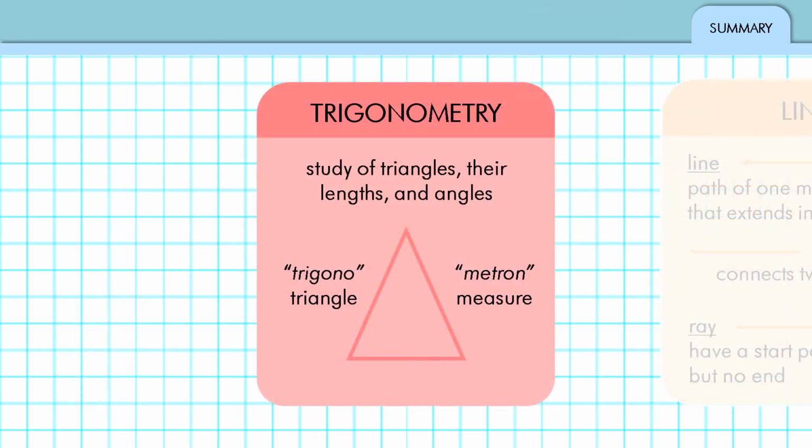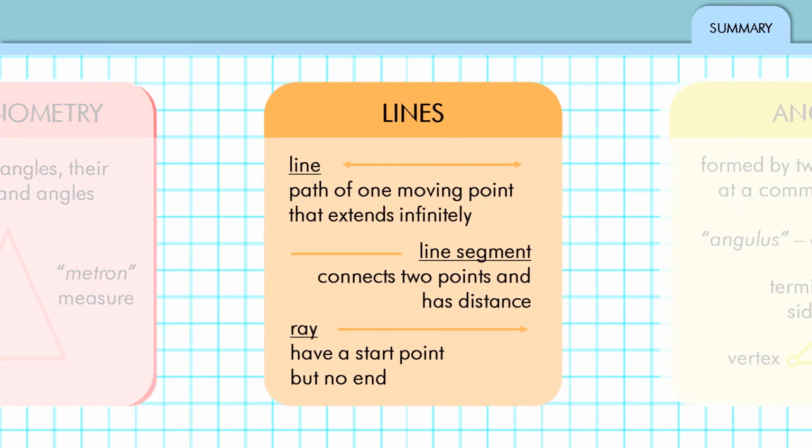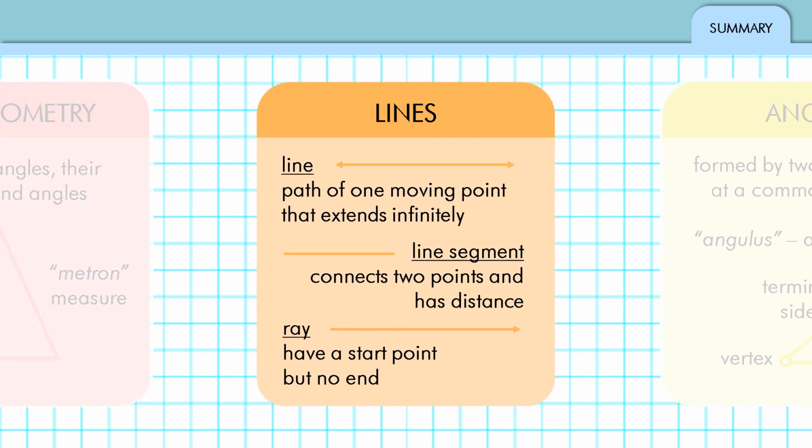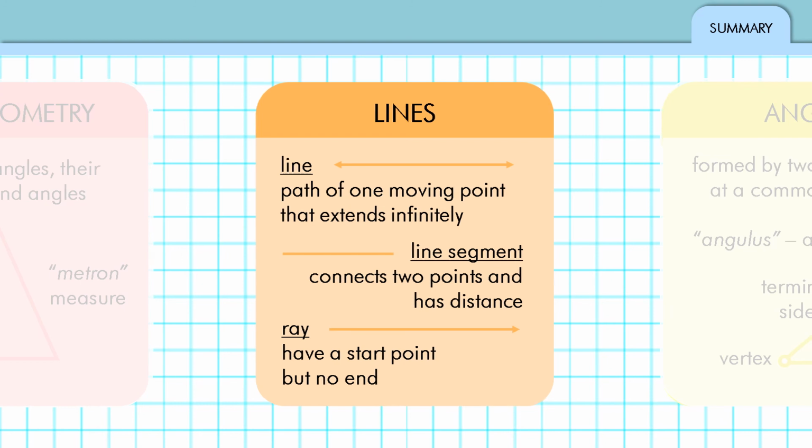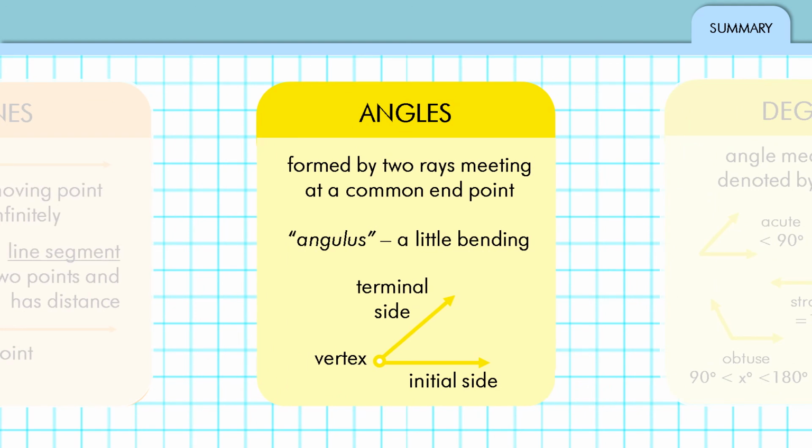In summary, trigonometry is simply the study of triangles and their components. And in this video, we talked about lines and defined that a line is a trace of a moving point in 1 dimension, and a line segment is a finite portion of a line, and a ray is a form of a line with only 1 endpoint and the other extends infinitely. And we also talked about angles and defined that an angle is formed from 2 rays with a common vertex, and it has 3 main components, namely the vertex, the initial side, and the terminal side.